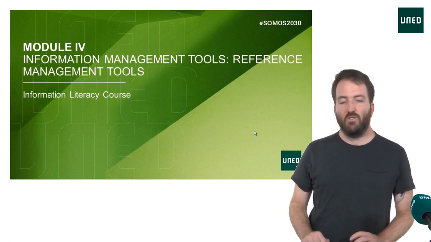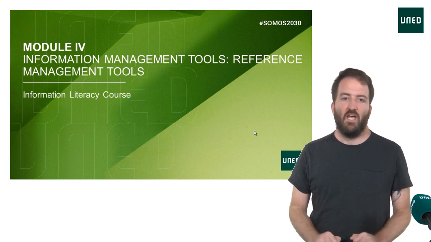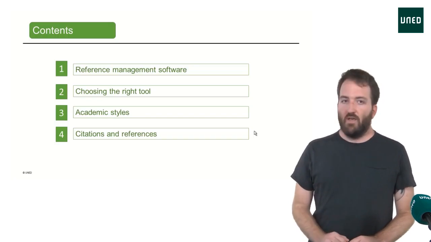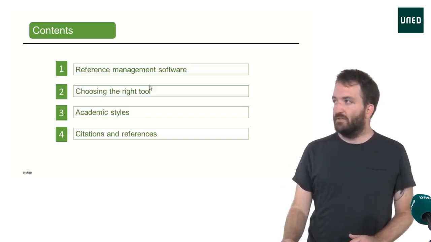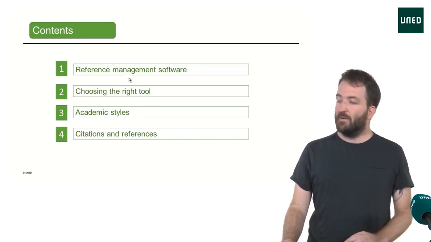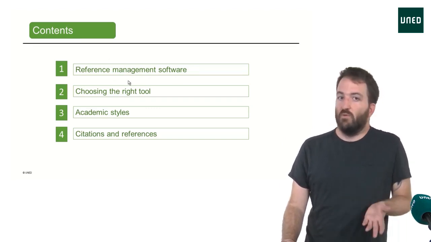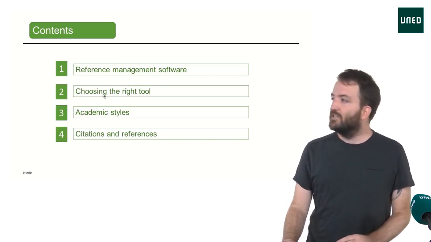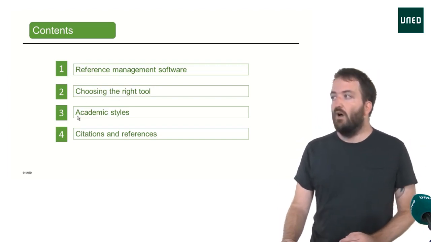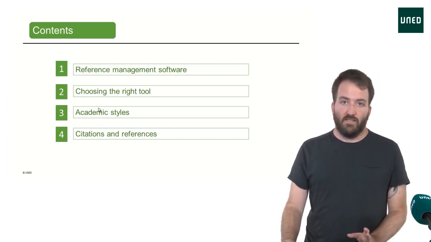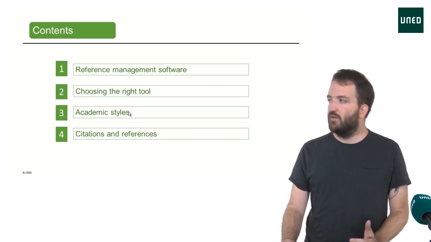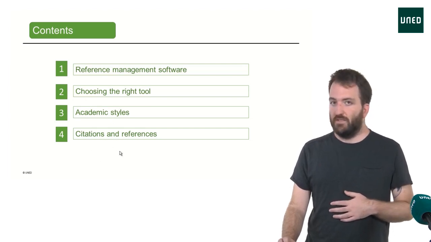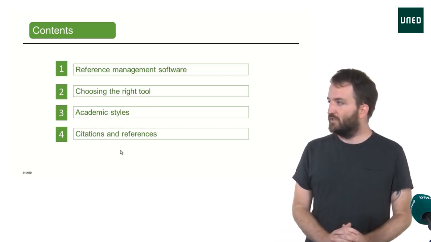In Module 4, we will get to know the main information management tools, which are reference management software tools. In the module, we will see the following aspects. First, we will get to know what exactly a reference management software is, and then we'll go to some tips or some characteristics so we can choose the right tool for us. And then we'll finish it with an overview of the academic styles, what they are and how to use them, and more specifically in the case of citations and references, which is the most relevant topic for us maybe.